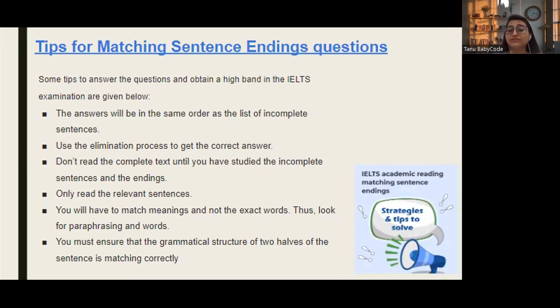Now let's talk about some tips also. What are the tips which you need to know when you want to obtain a high band in the IELTS examination? So here are some tips on my screen to answer questions like matching sentence ending.